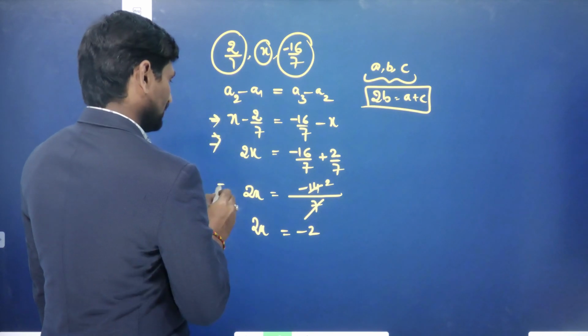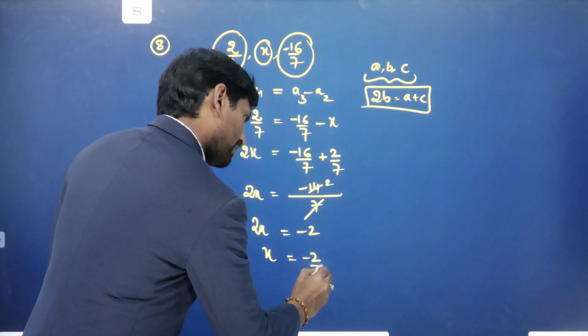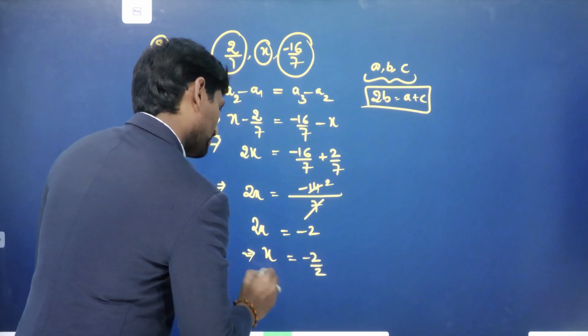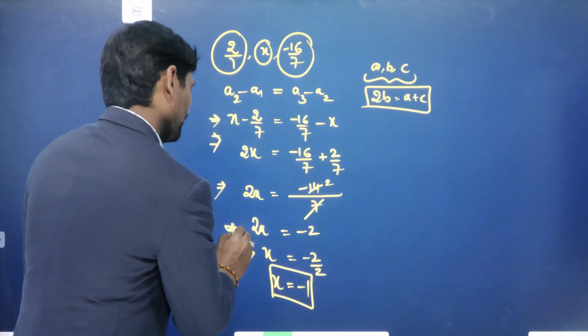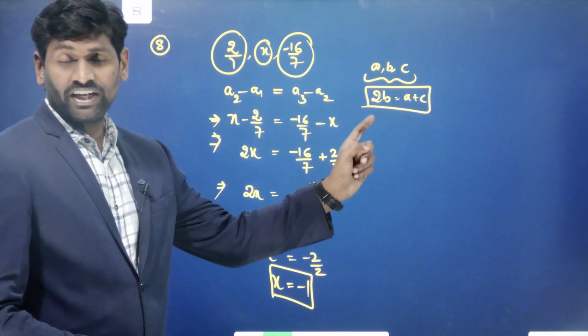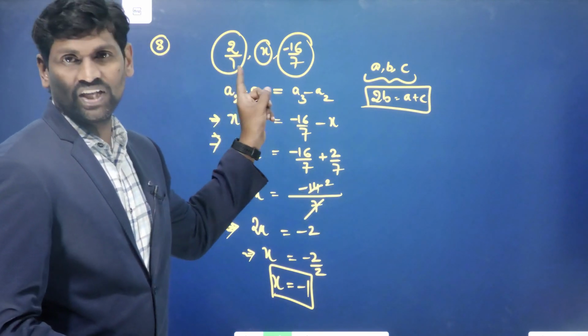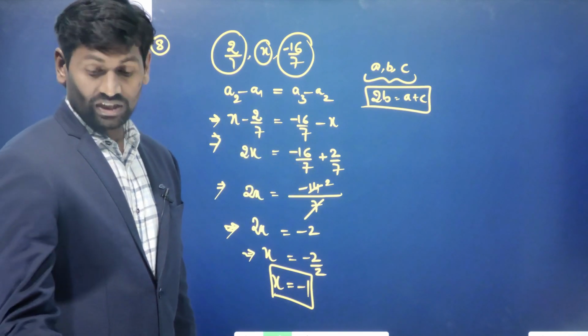2x value is minus 2, and x value is minus 2 by 2, which equals minus 1. So this is our required answer. Here 3 terms are in AP, and we are finding one of the unknown values between them. Clear? So we can go to the next problem.